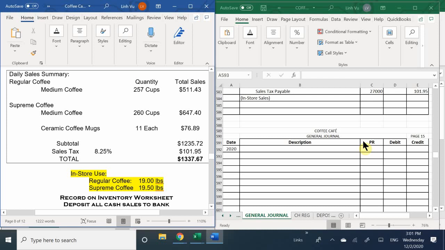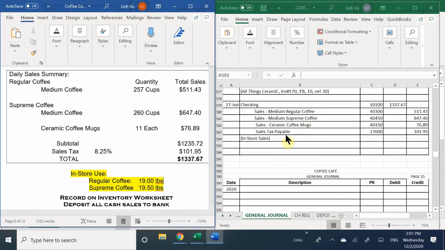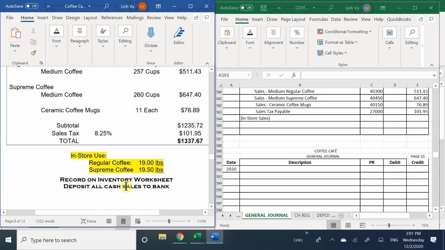So general journal 15, because we finished the last page of the 14. So let's go ahead and finish up the cost of goods sold right here. Okay, so you want me to finish it? Doesn't matter, whoever wants to go. Okay, I'll finish it because I did the other part of it. All right, so the date will be the 26th.